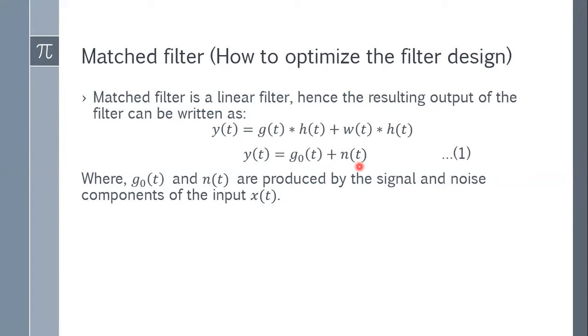Any question here? So g of t convolution h of t. We know r of t is g of t plus w of t. So when it is convolution, then it is g of t convolution h of t, and w of t convolution h of t. Okay, so I am proceeding.